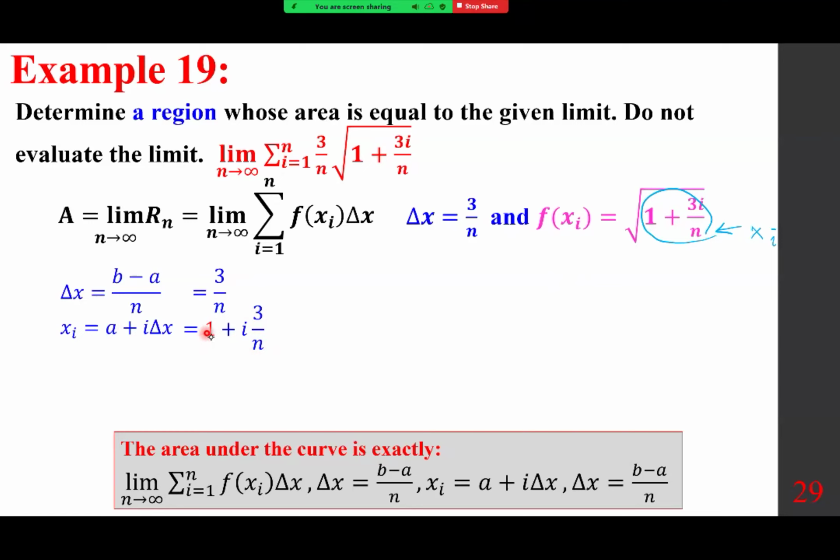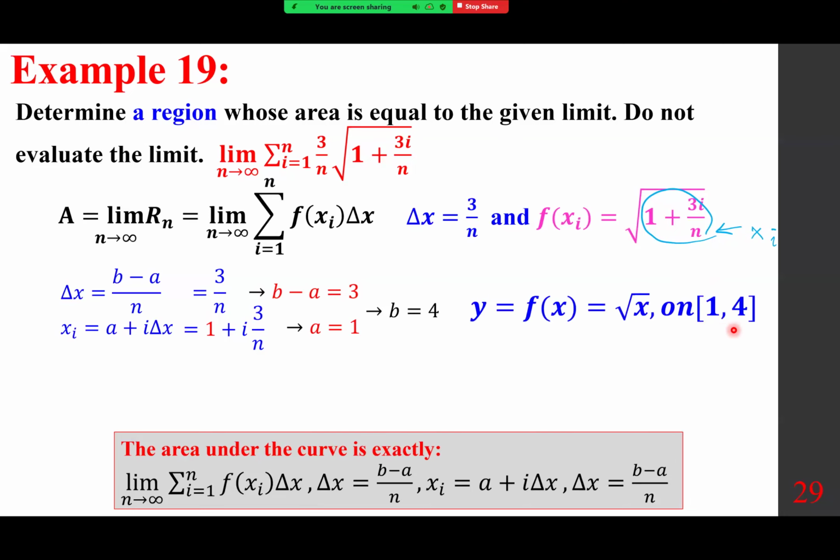This must be a, and this must be b minus a. So b minus a is 3 from here, a is 1 from here. So if a is 1, b minus a is 3, b must be 3 plus a, which makes it 4. Therefore, the function y or f of x must be the square root of x and the closed interval of 1 to 4. So 1 to 4, and the function must be square root of x.